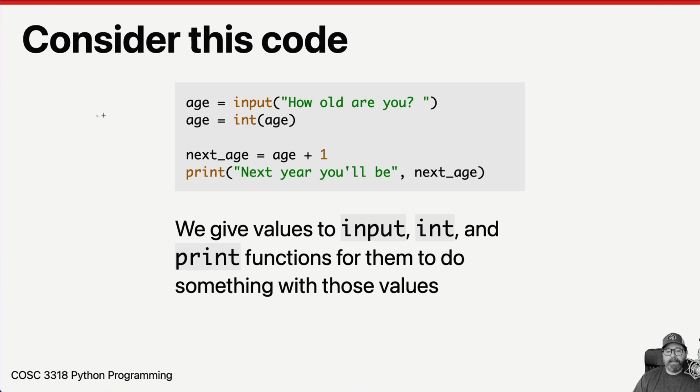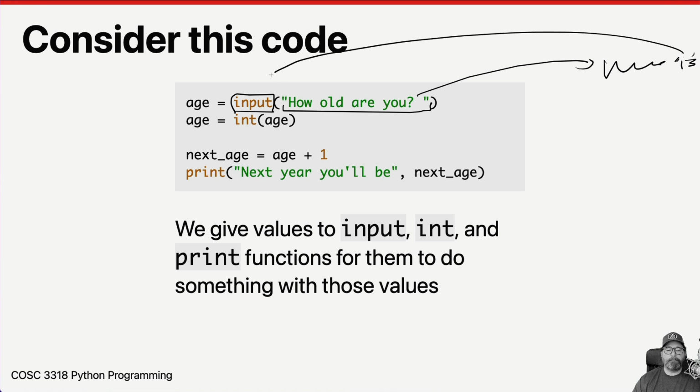What we haven't seen yet is something like this. Here, the input function, we give it a value. How old are you? We give it that string, and it prints it out for us. How old are you? And then we type in 13, and when we hit enter, that string 13 gets sent back. That's the return value for input. And then it gets assigned because of the assignment operator into age. And then we take that string 13, stored inside age, and we give it to the integer function. And the integer function takes that value and turns it into the number 13.